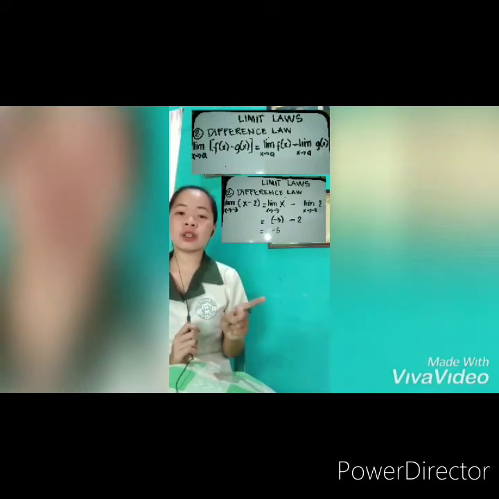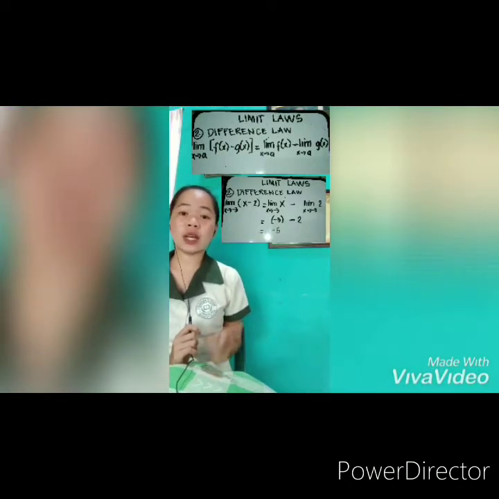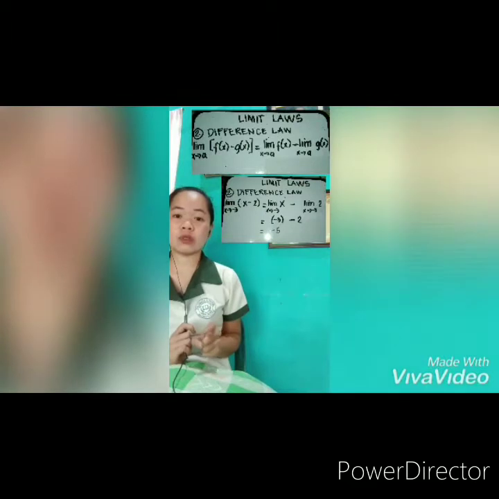We will use our learning in the basic limit laws. The limit of x as x approaches negative 3 is equal to negative 3, and the limit of 2, which is a constant, is equal to 2. So negative 3 minus 2 is equal to negative 5.